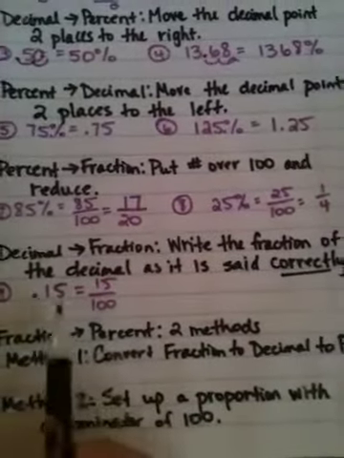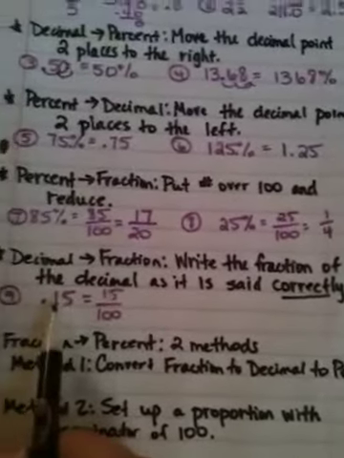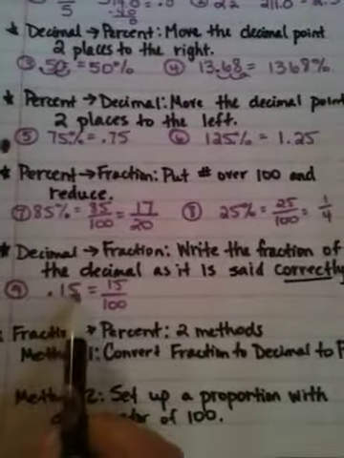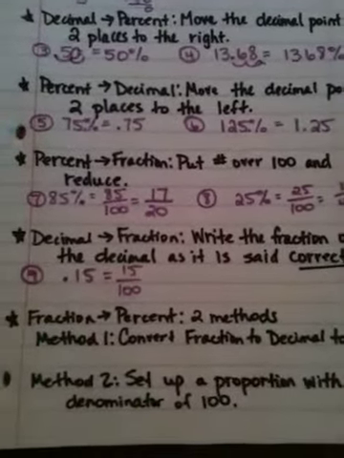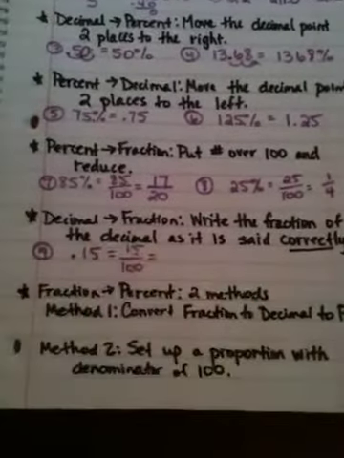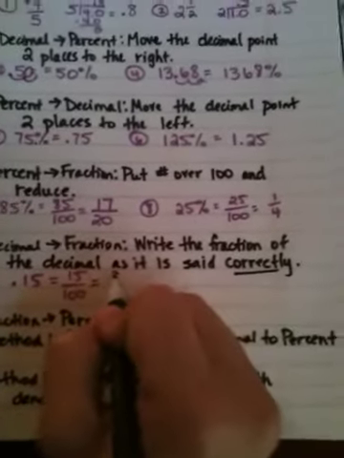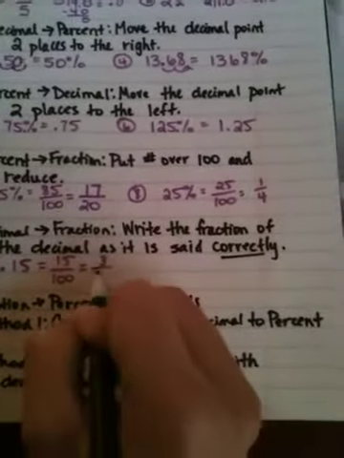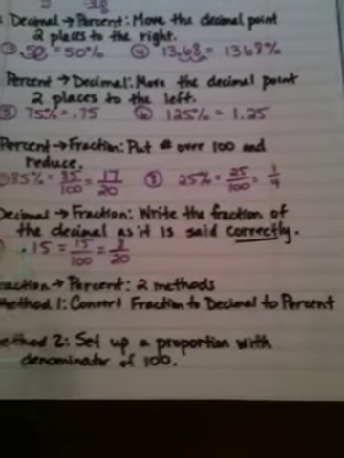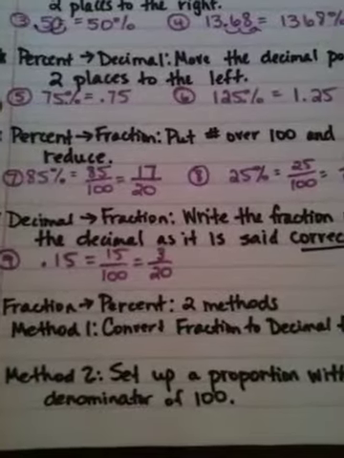You'll also notice that the number of zeros that you have in your denominator is dependent on how many digits you have behind your decimal place. Once we are at this spot, then you can reduce. Both of these are reducible by 5. So we change that to 3/20. So 15 hundredths is equivalent to 3/20.